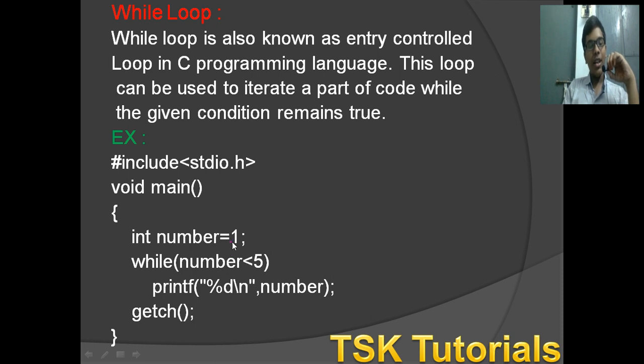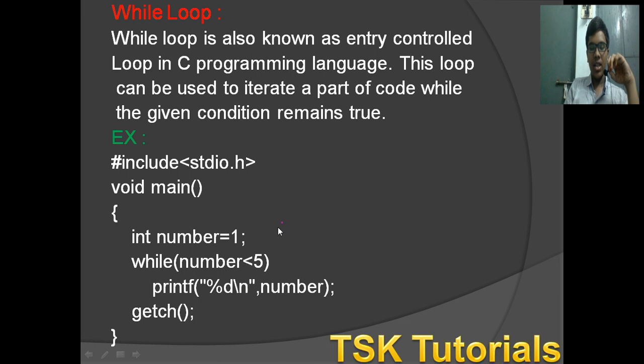While number less than 5 means while number, here number indicates 1. While 1 less than 5, is 1 less than 5 possible? Yes, it's possible. There is no condition for how the number is going to increase. I have not given that condition. When this is executed, the condition is true forever. Yes or no? 1 less than 5 is true forever.